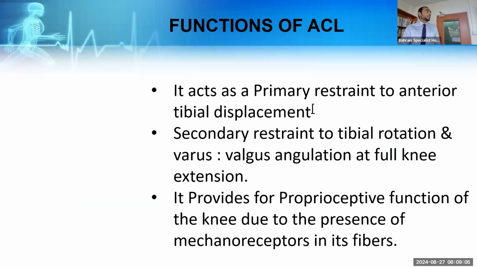Functions of the anterior cruciate ligament. It acts as a primary restraint to the anterior displacement of the tibia. So this action we are going to see in the upcoming slides.